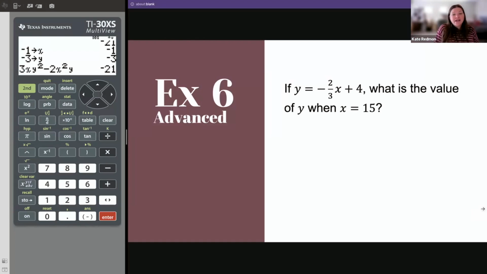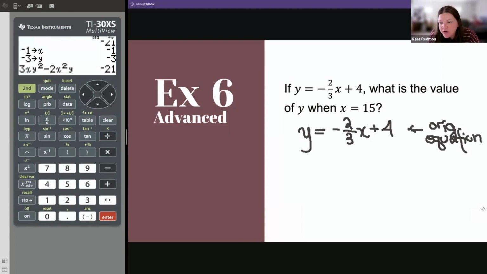It says if y is equal to -2/3 x plus 4, what is the value of y when x is equal to 15? I don't have an expression this time. I have an equation that relates y and x. But again, like we said before, an equation is just an expression equal to another expression. We're going to start with that thing that we can all agree is true because it was right there in the problem.